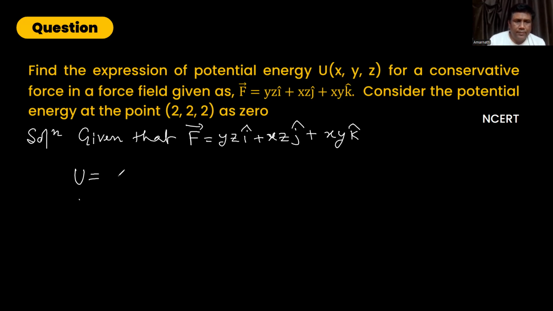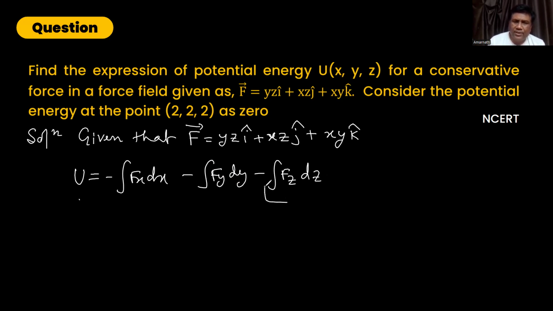U is equal to minus integration of fx dx, minus integration of fy dy, minus integration of fz dz. Because you know that this part is nothing but the z part of the potential energy, this is the y part of the potential energy, and this is the x part of the potential energy. We have already discussed all these things.